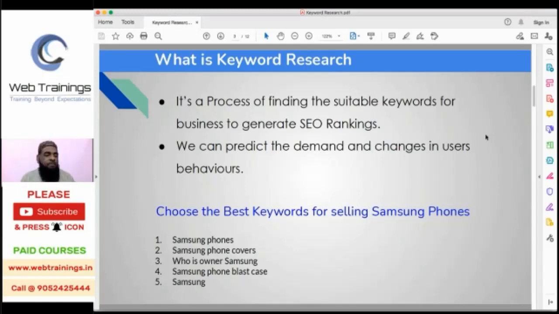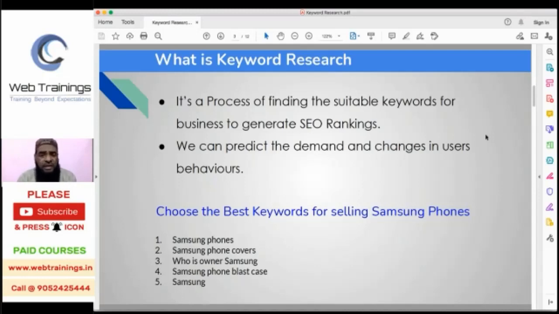Now think about it this way. In keyword research, for any business, we try to find the actual words which are used, which are effective, which are going to be helpful for that company. So the process of doing this research for the keywords is generally called the keyword research process. Now, how we do it, we are going to discuss in more detail.